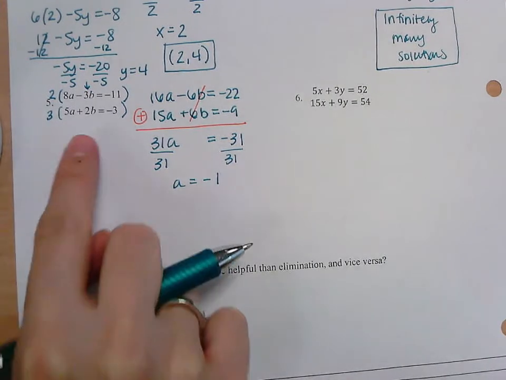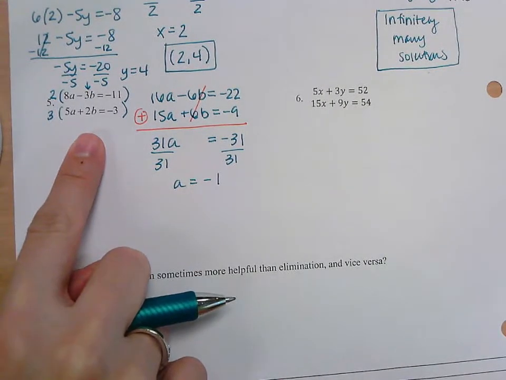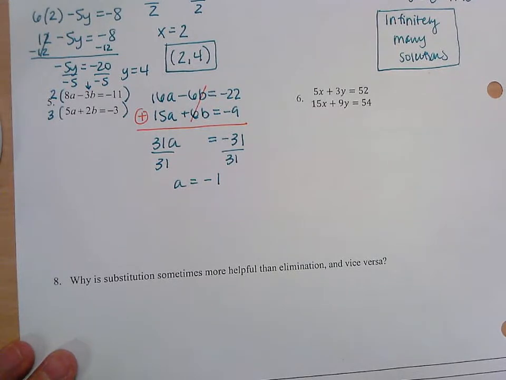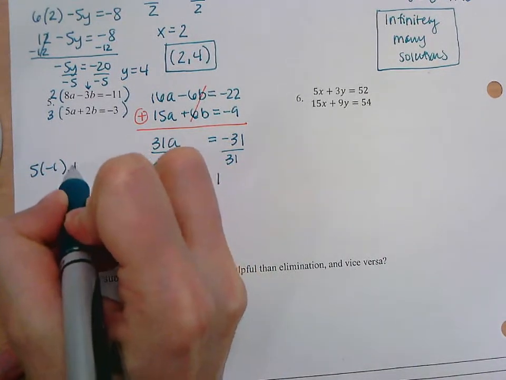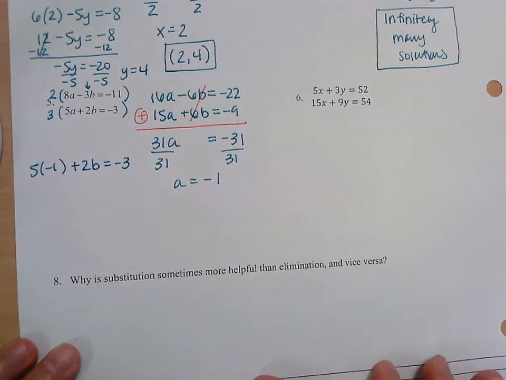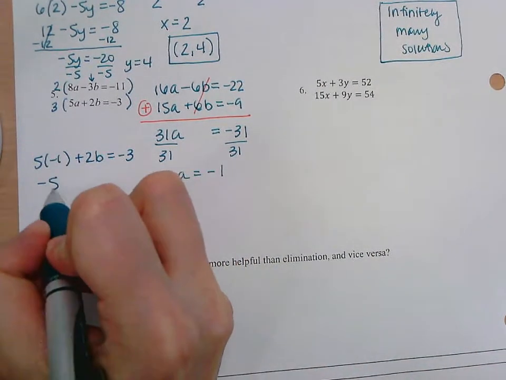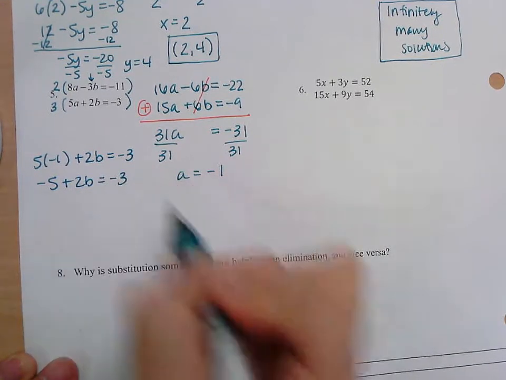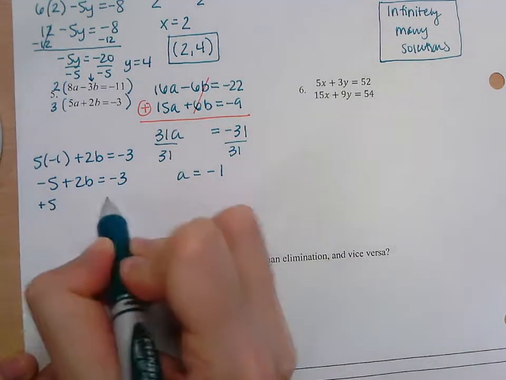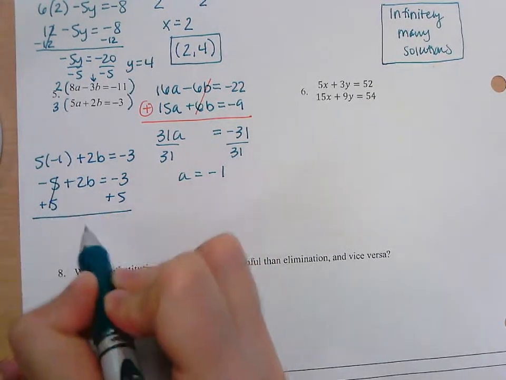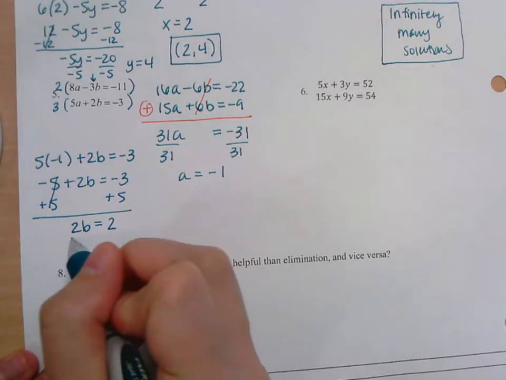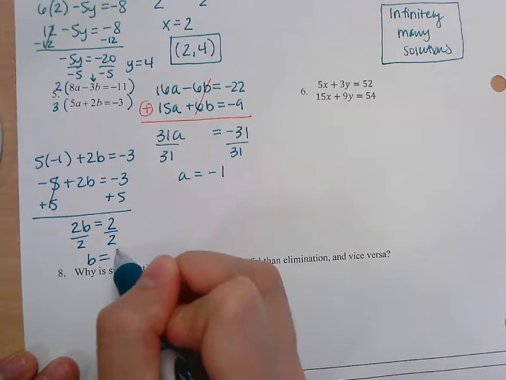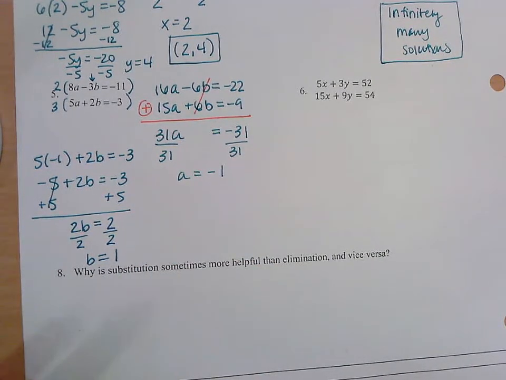And then again, I would go back to one of my 2 original equations to substitute it in. To solve for b, I'm going to pick the bottom one just because the b term is positive. But again, it doesn't matter. So I would have 5 times negative 1 plus 2b equals negative 3. So negative 5 plus 2b is negative 3. Add 5. 2b is equal to positive 2. And then divide by 2. So b is 1. And then still write your answer as an ordered pair.